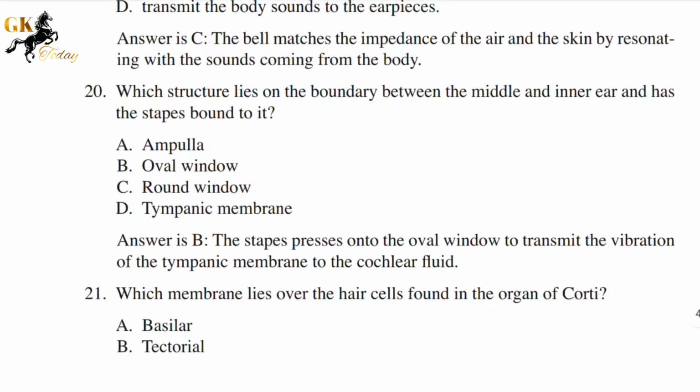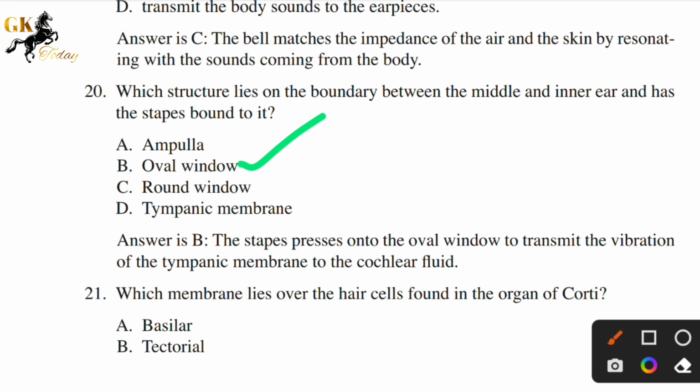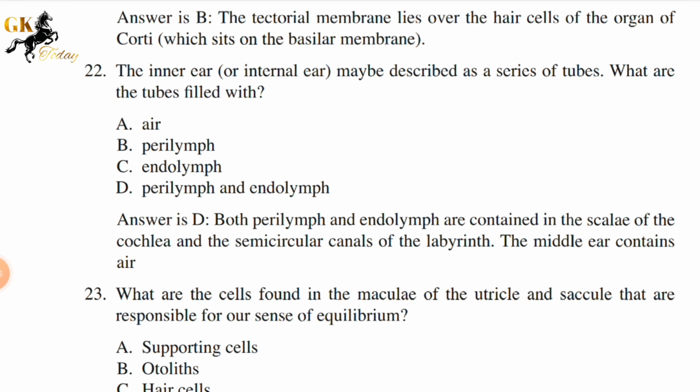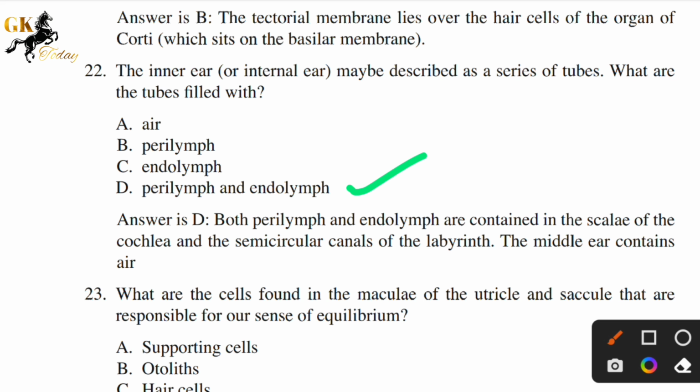Which structure lies on the boundary between middle and inner ear and has the stapes bound to it? Ampulla, oval window, round window, tympanic membrane. Option B, oval window. Which membrane lies over the hair cells found in the organ of Corti? Option B, tectorial. The inner ear may be described as a series of tubes. What are the tubes filled with? Air, perilymph, endolymph, perilymph and endolymph. Option D, perilymph and endolymph.